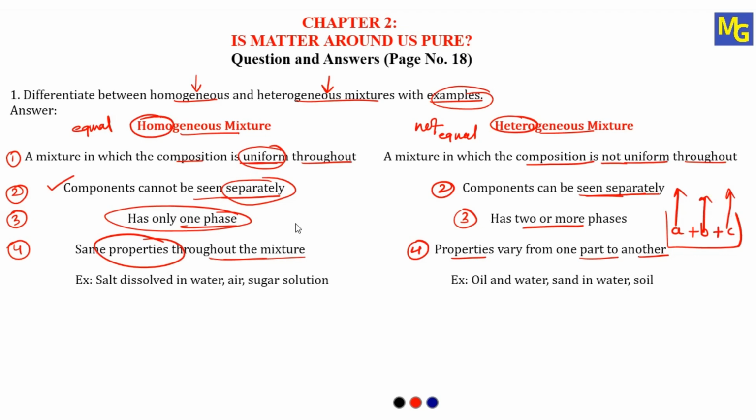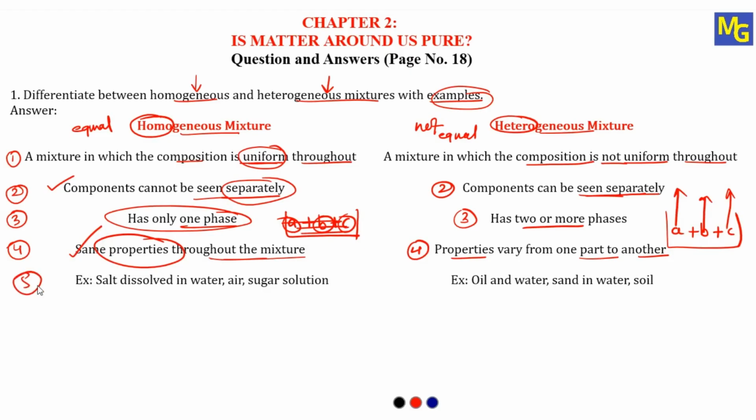But in homogeneous, if you mix A plus B plus C, after getting a mixture, you cannot separate the properties of A. You cannot see separately the properties of B. Even we cannot see separately the properties of C. All together will have the same properties. This is the meaning of the sentence.